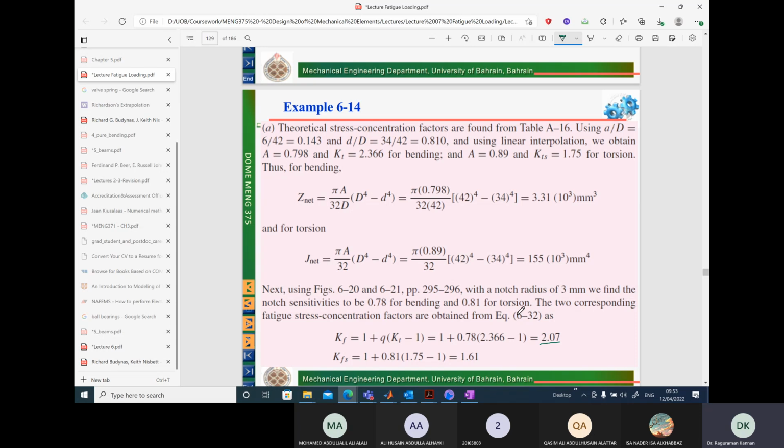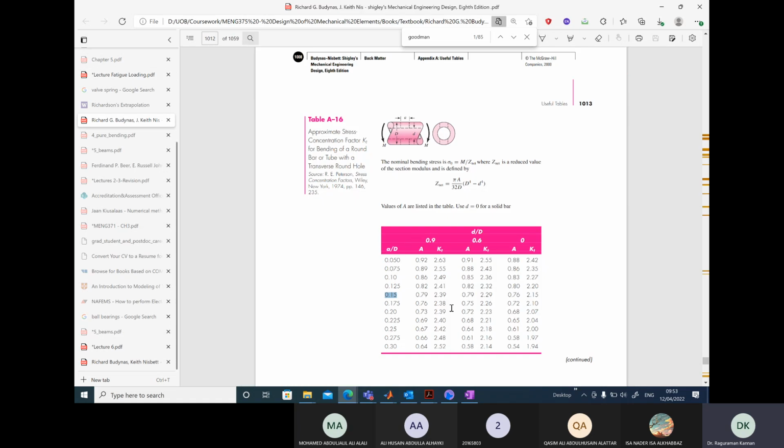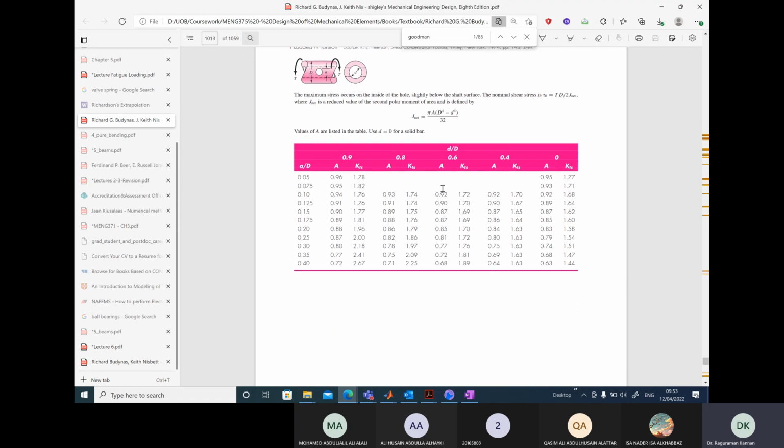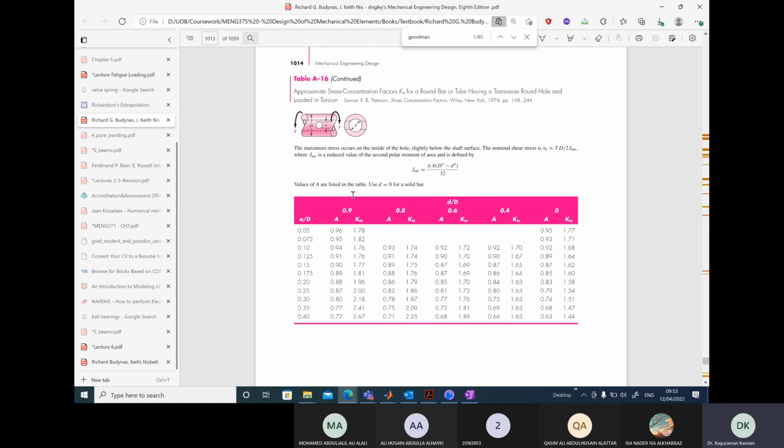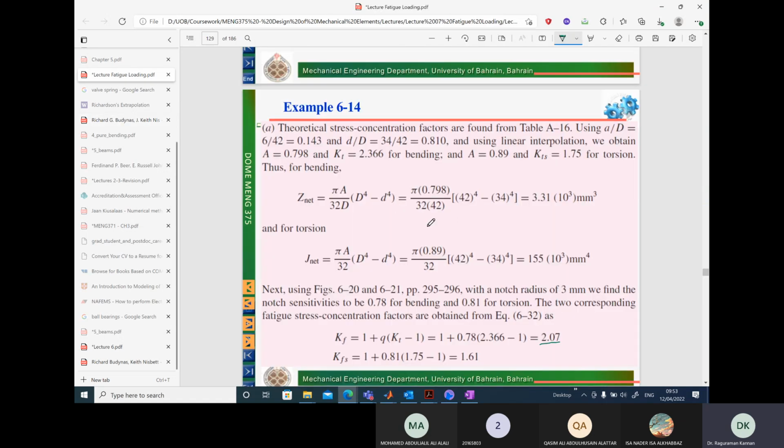Again, we need to get the KTS value. Okay, so to get the KTS value, again we go to the table, a different table. This is for bending moment. We got A and KT values. There is another table for your torsion case, and you will have to get the KTS value, and again the A value to be used in calculation of J net. Okay, since we have torsion and bending moment, we need to evaluate Z net and J net after getting all these values according to the formula.